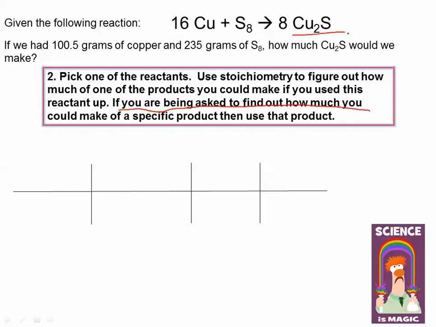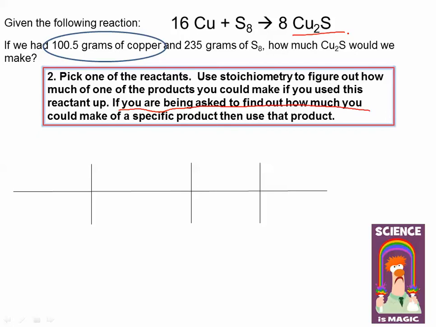But you'll do some other stoichiometry problems where there's more than one product. So make sure you read the whole question, and if it asks you how much you can make of a certain product, pick that when you're doing number 2. So let's start with 100.5 grams of copper.